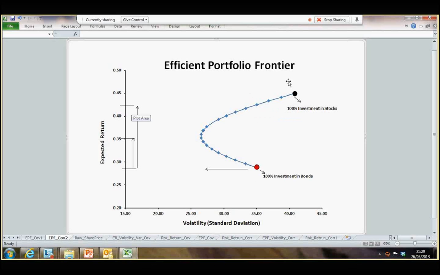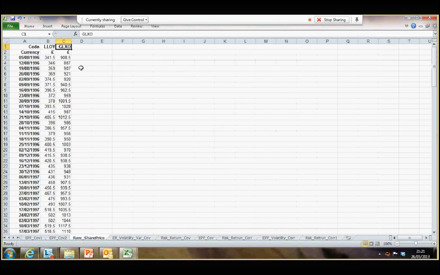And this is called the efficient portfolio frontier line. That is the line. Efficient portfolio line. Now we want to know how to make this line. Basically, I'm going to demonstrate to you the case of two stocks, so Lloyd's and Glaxo.